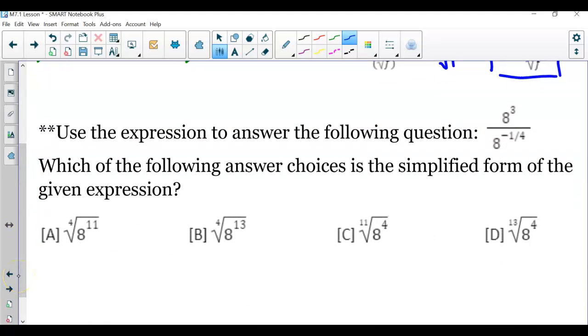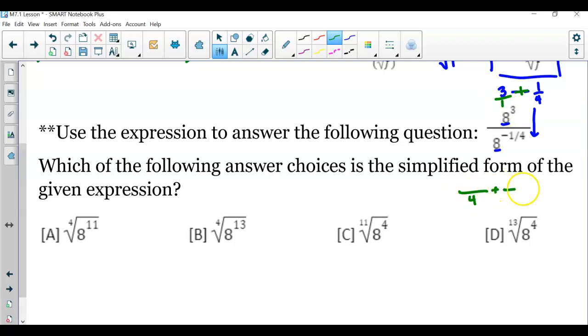Then the second question, which of these expressions? Again, notice how the bases are the same. So what do we need to do? Subtract the exponents, right? So I've got 3 minus negative 1/4. Now, this is 2 negatives making a positive. However, the denominators have to be the same because this is like 3 over 1 plus 1/4. Well, for 3, I need to make that denominator 4.